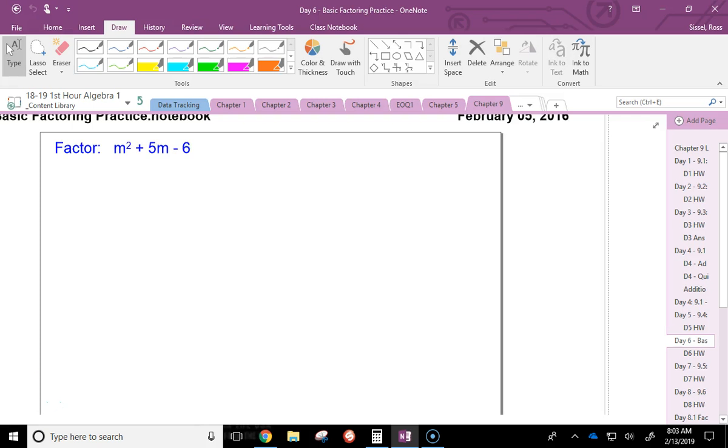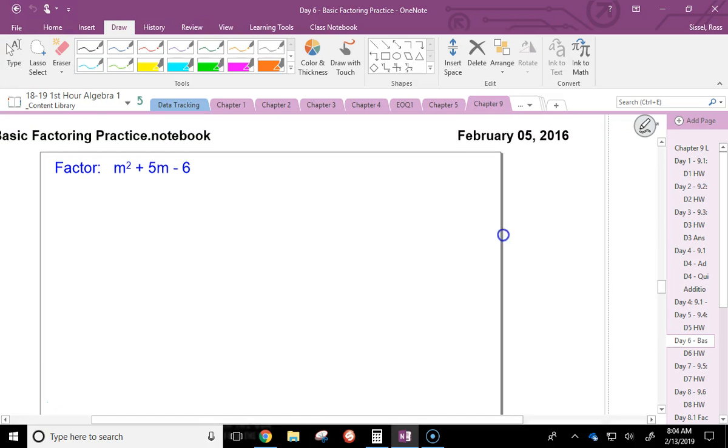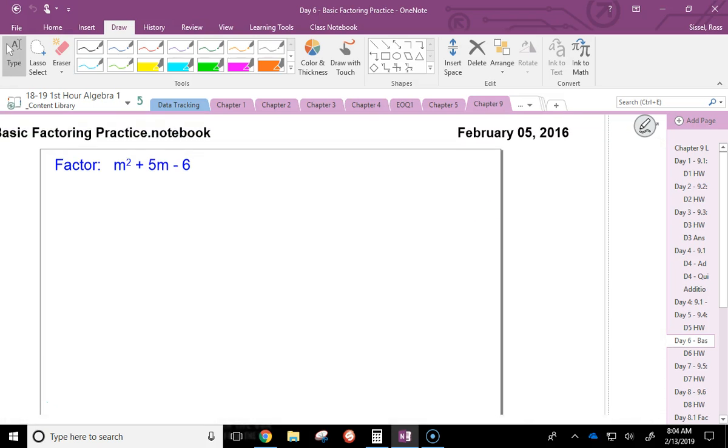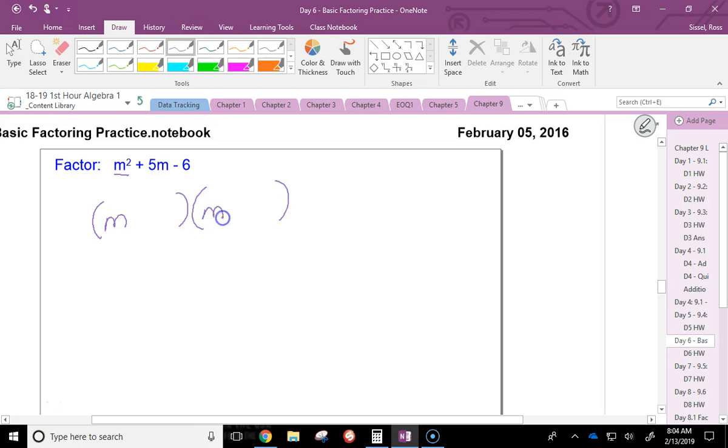So pay attention to this because I am seeing a number of mistakes. And the main mistake is the one I'm seeing. So follow up here real quick. The first thing I'm going to do is look at my a term, which is the m squared. And since it's m squared, I'm just going to say there's an m in both. Alright, we're okay up to that point, correct?